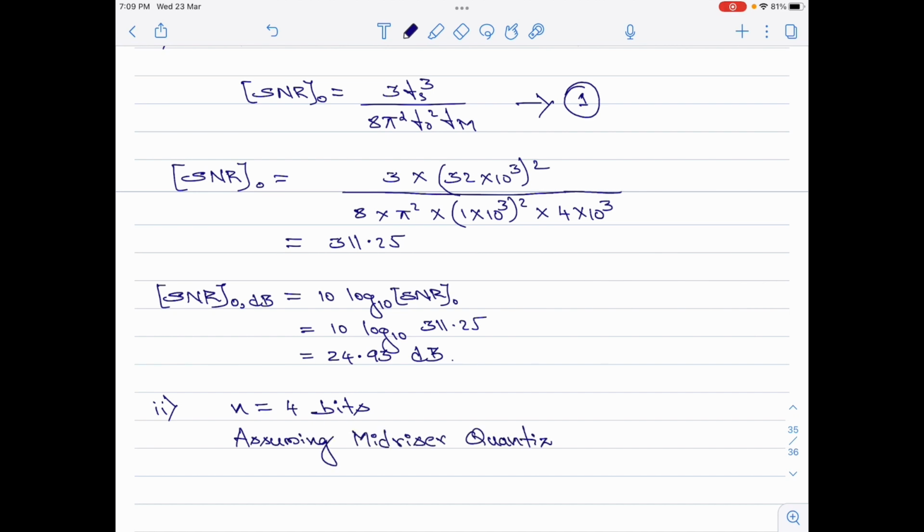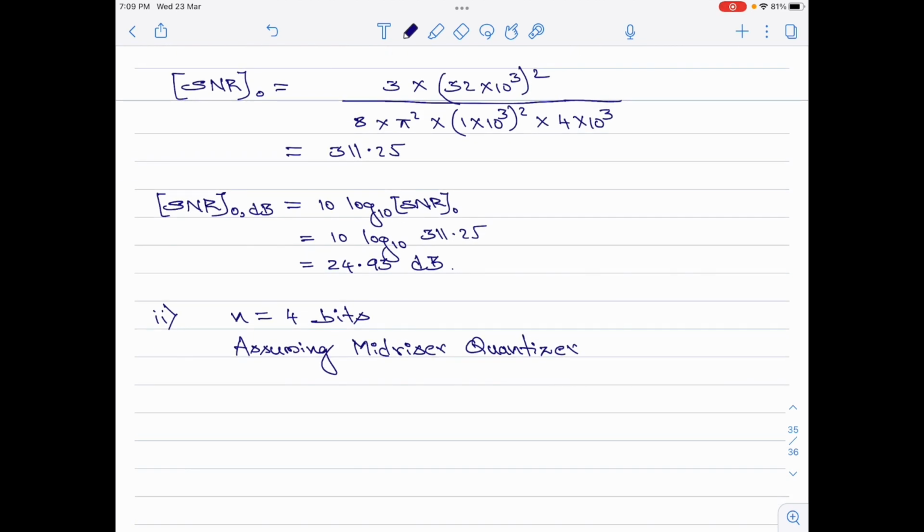The SNR output in terms of dB for a mid-riser quantizer is given by 1.76 plus 6n, where n is the number of bits of the quantizer. Therefore, this is equal to 1.76 plus 6 multiplied by 4. This reduces to 25.76 dB. This is the answer for part B of the question.